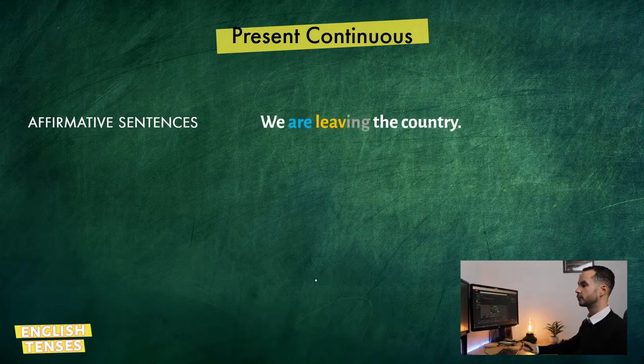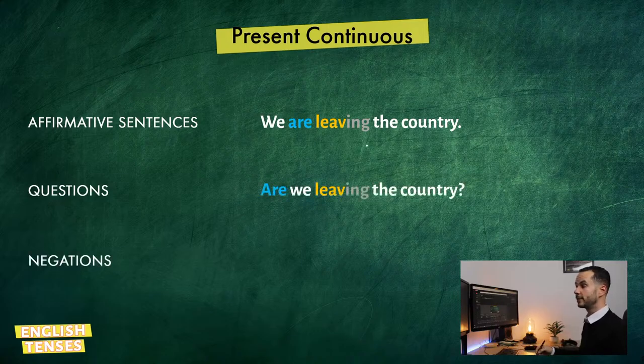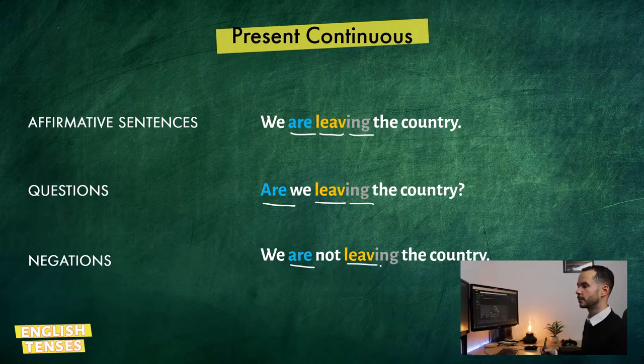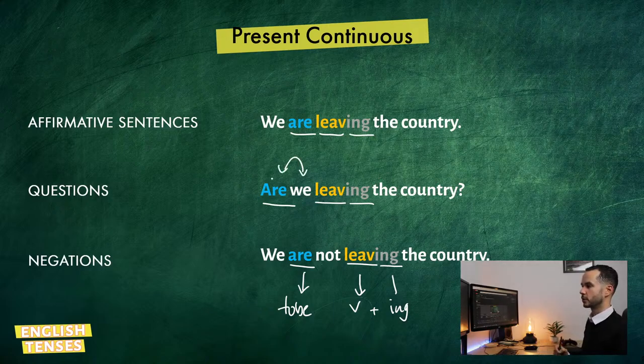Another example with an affirmative sentence: we are leaving the country. A question: are we leaving the country? And a negation: we are not leaving the country. So, affirmative sentence: are, to be, plus verb leave plus ing. Question: are, to, verb plus ing. And for negations: are plus not plus verb plus ing. Right, and don't forget the inversion we get for questions.